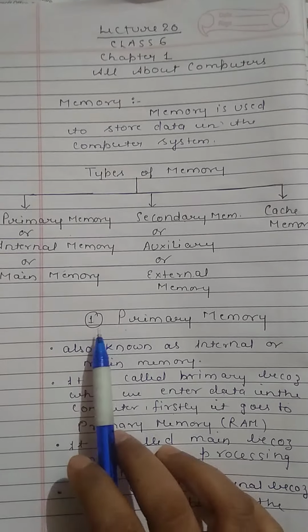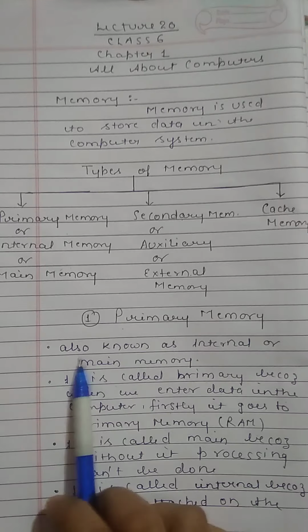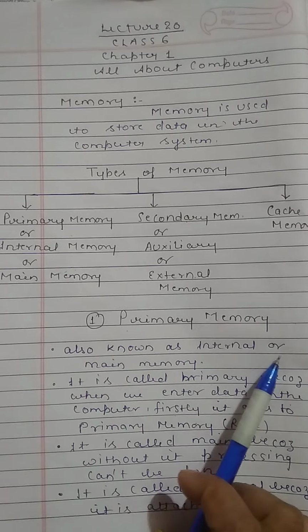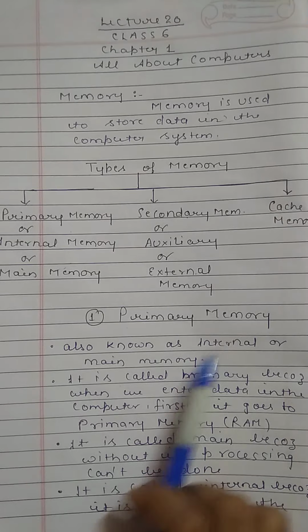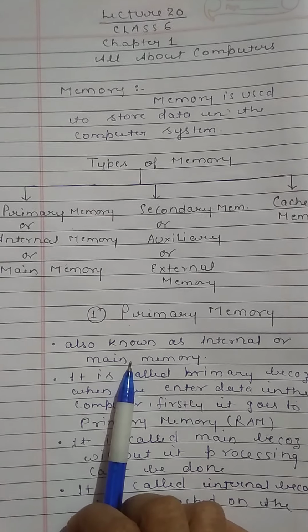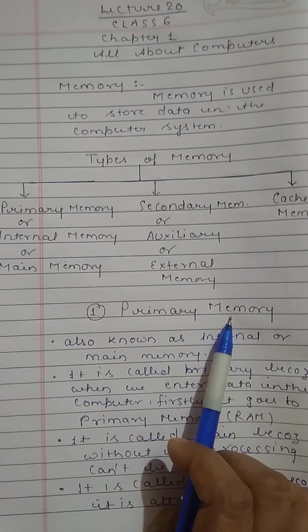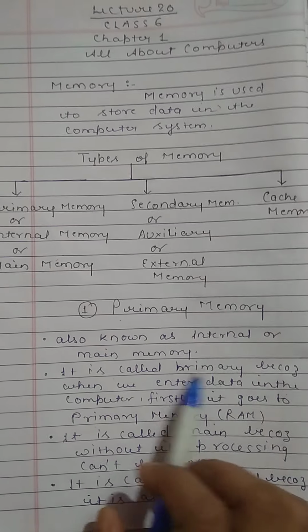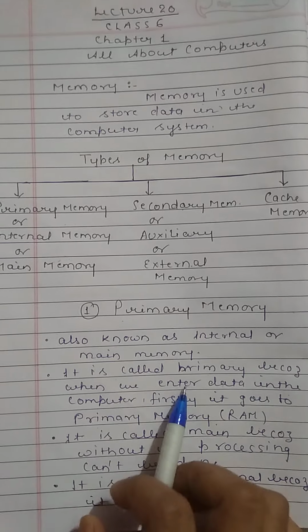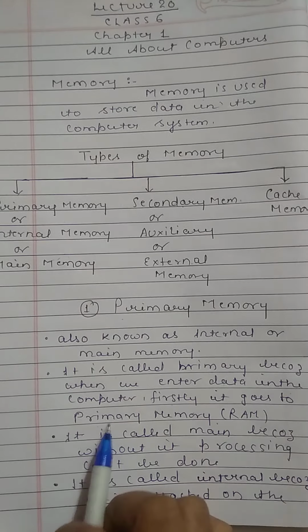Now the first term is the primary memory. What is the primary memory? It is also known as internal or main memory. Means primary, internal or main are all the same. Because it is the memory, it is generally used for storing data. Second, it is called primary because when we enter data in the computer, firstly it goes to primary memory.